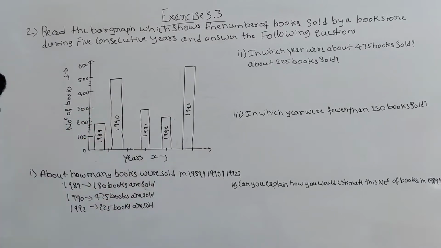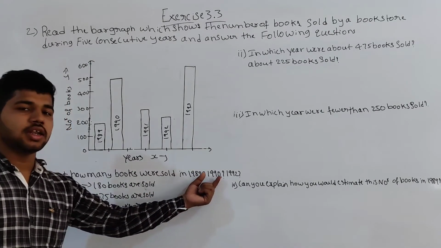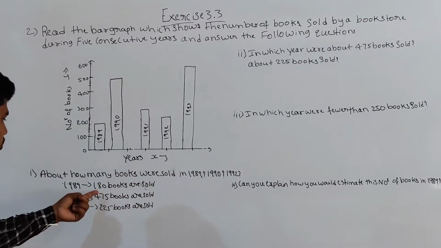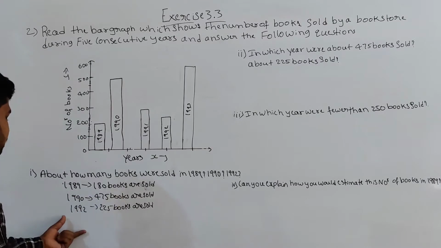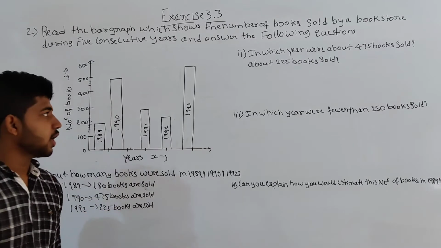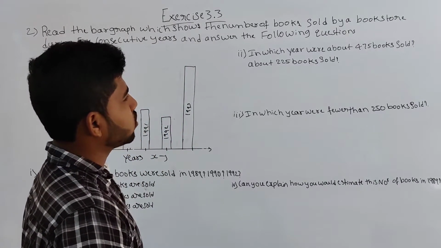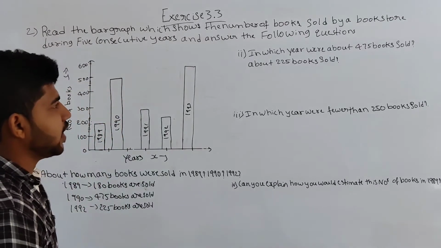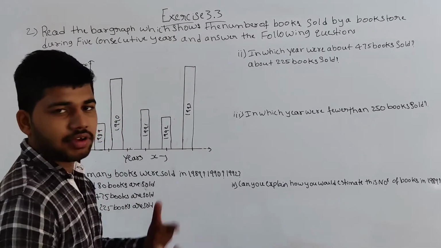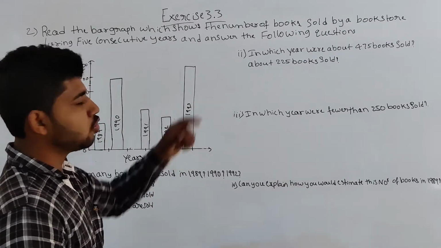Somewhat these are lengthy problems. What did they ask in the question? 1989, 1990, 1992. In the year 1989, we got 180 books sold. In the year 1990, 470 books are sold, and in 1992, 225 books are sold. Coming to the second question, in which year were about 475 books sold and about 225 books sold? What is the question? In which year did we sell 475 books and 225 books?